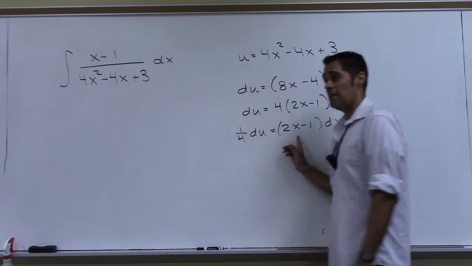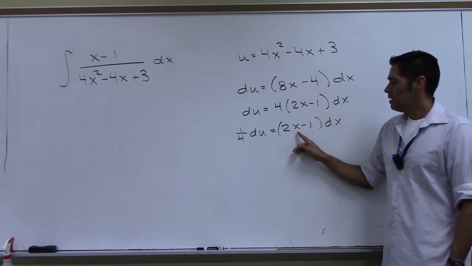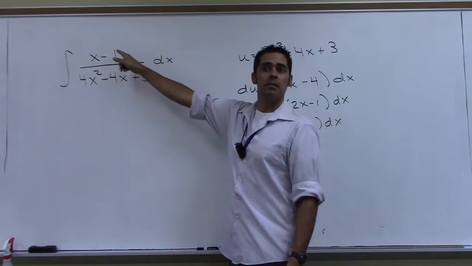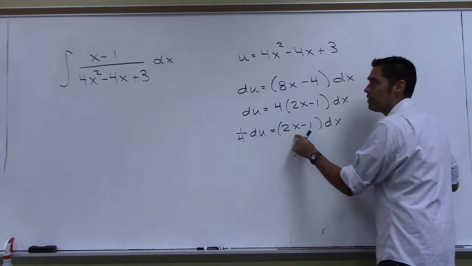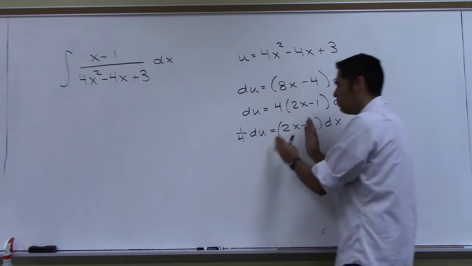It's in parentheses, right? So it doesn't match exactly, right? I cannot make this turn into this, can I? By just multiplying by a number.